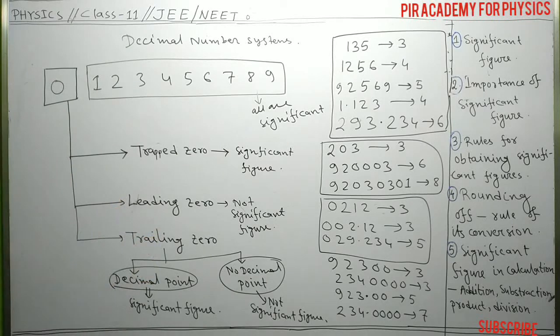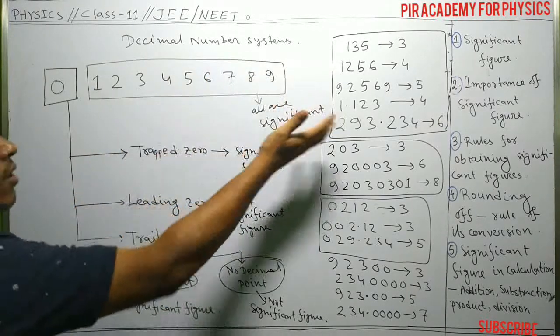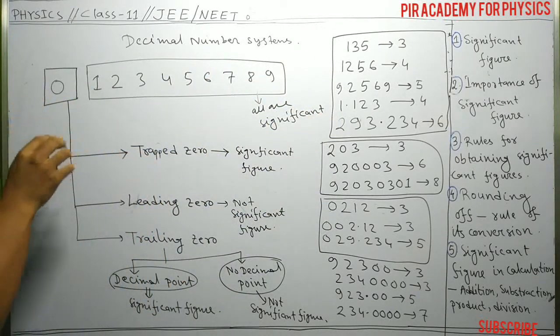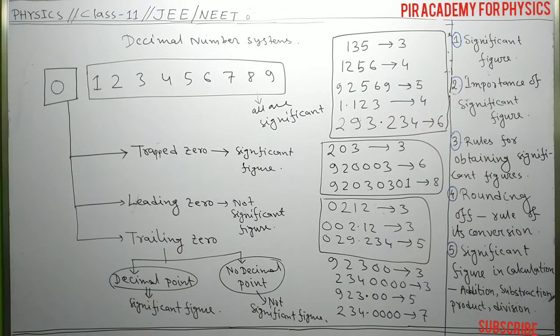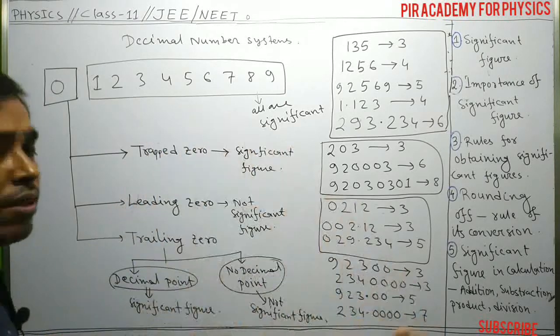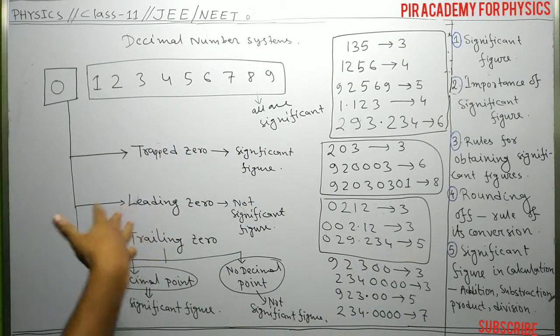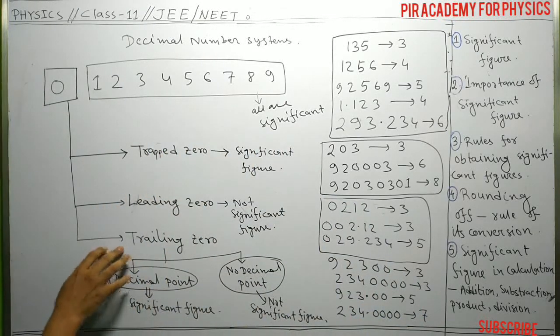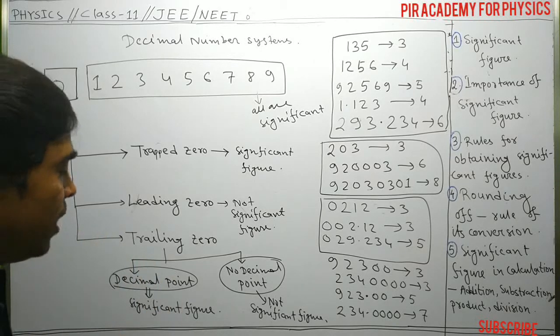This is the rule for obtaining the number of significant figures of a group of numbers. You have to know which 0 is a significant figure and which 0 is not. If a trapped 0, it must be a significant figure. A leading 0 is not a significant figure, and a trailing 0 without a decimal point is not a significant figure.